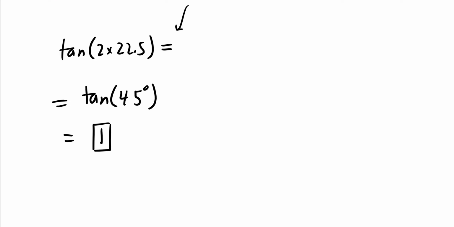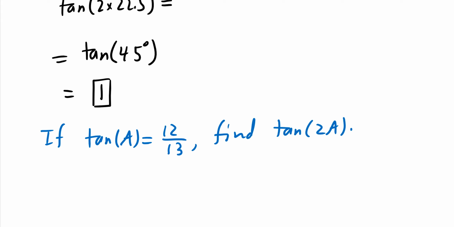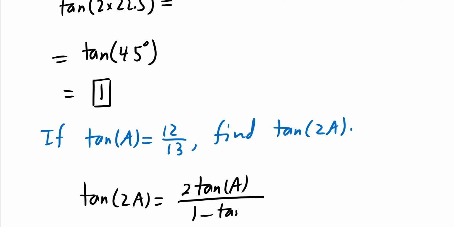What about if tan A is given as 12 over 13? Find tan 2A. So we need to find the value of tangent 2A. Well, we know the formula. Apply the formula. Rewrite it this way; it's easier to memorize every time you do a problem on this.